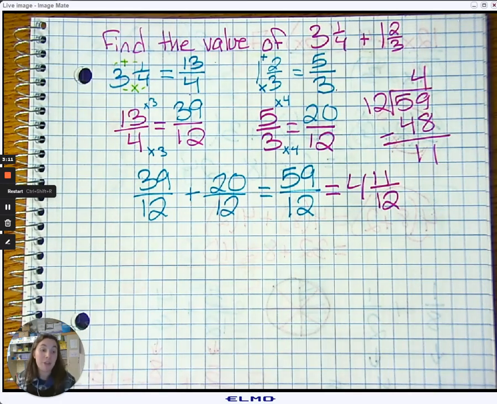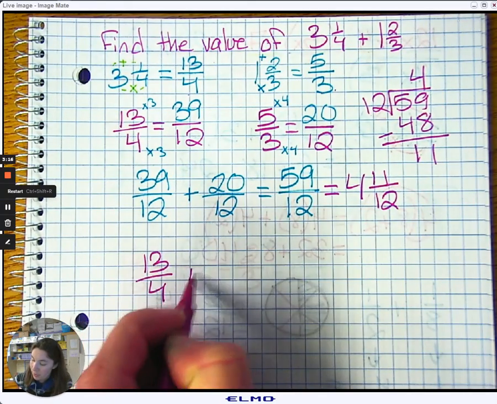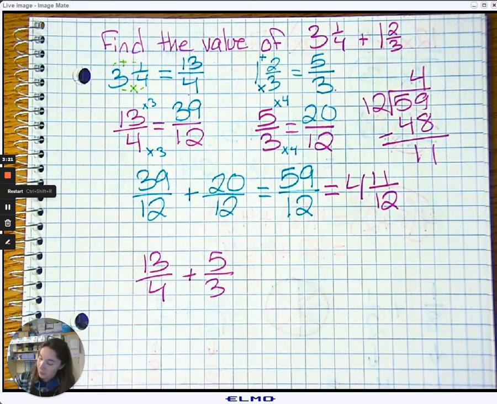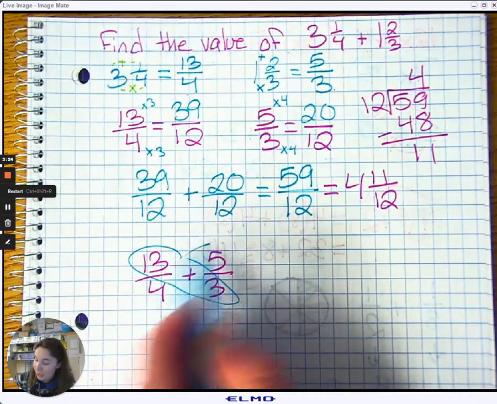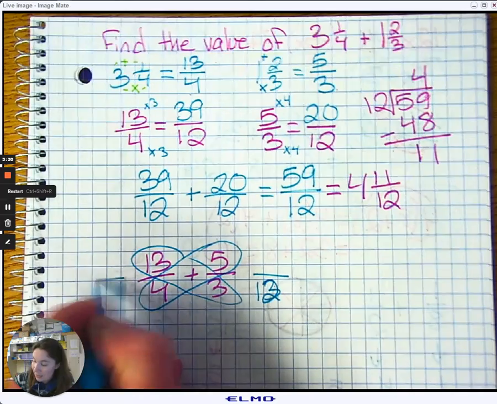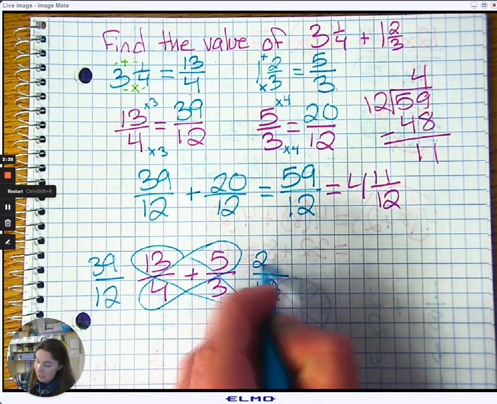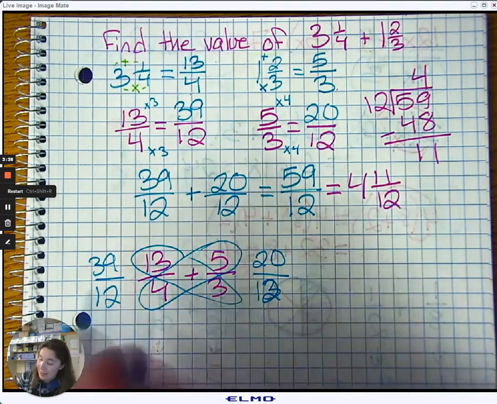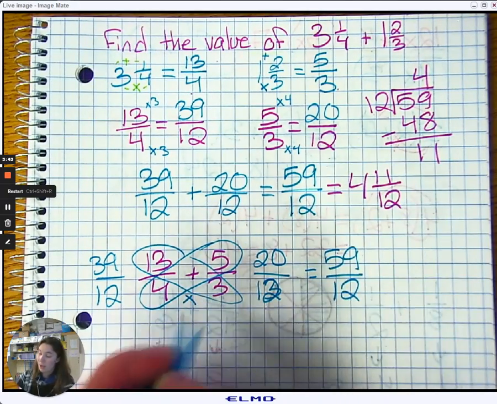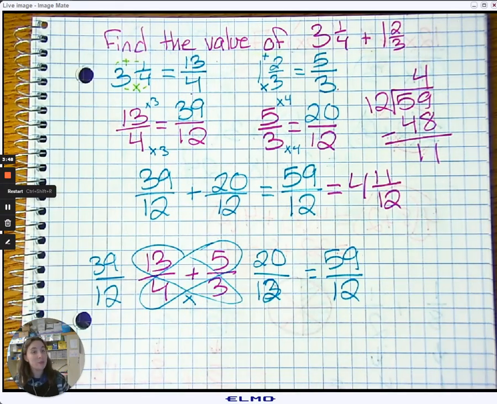I can, of course, use the butterfly method as well. I can line up 13/4 plus 5/3. And I can butterfly. And because I used 12, which is just 3 times 4, there's our 12, I'm going to get the same fractions here as I did. So 39 and 20 is still going to be what I get there. And then I can add straight across and get 59 twelfths there as well. It works either way. Butterfly method or common denominator method, whichever one works for you.